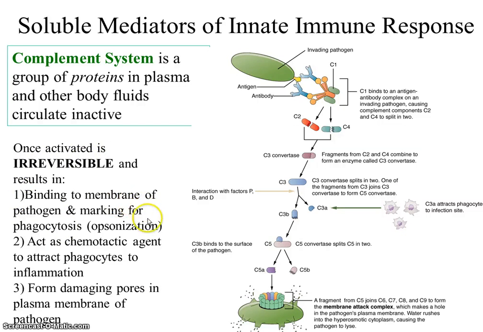So it binds to the membrane of the pathogen, marking it for phagocytosis, right? This is the mark, this is the target. It acts as a chemotactic, so a chemical caller to attract, and forms these pores in the plasma membrane. So complement is still nonspecific because the complement itself did not bind to the antigen.